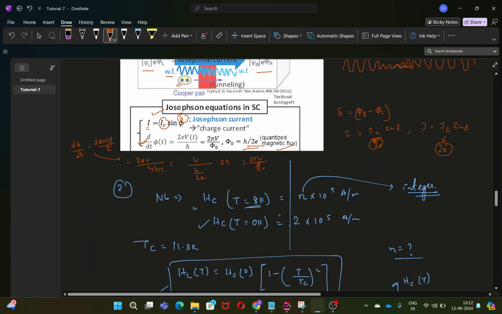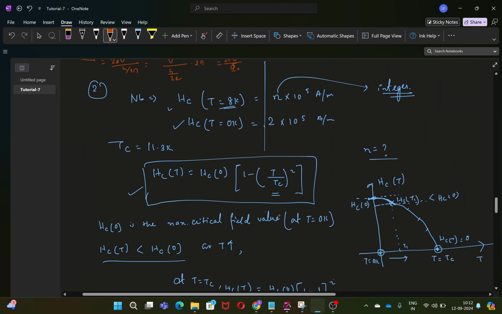Now for question number 2, we are solving that for niobium, which is a superconducting material, its Tc is 11.3 Kelvin, but the critical field value, which is Hc, because the unit is ampere per meter, so it is not magnetic flux density Bc, but it is the critical field Hc.